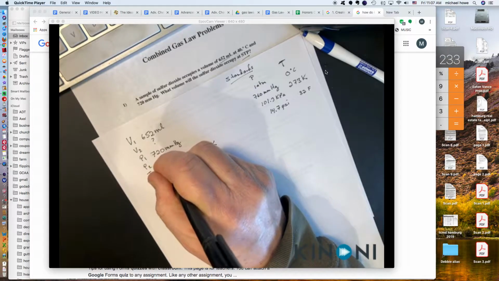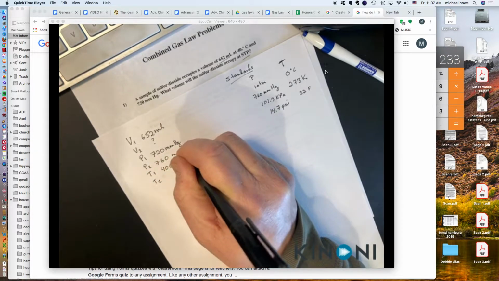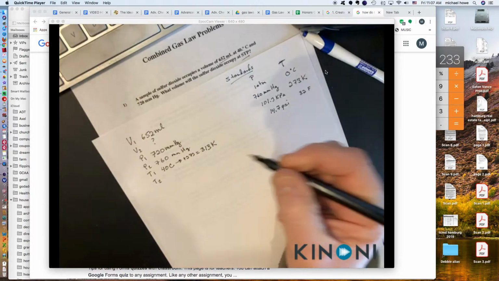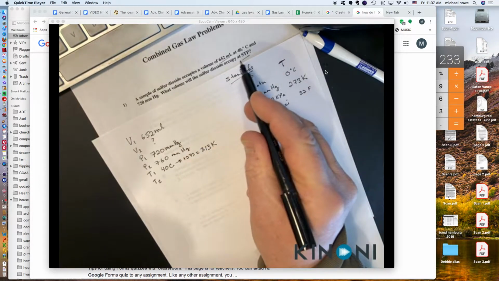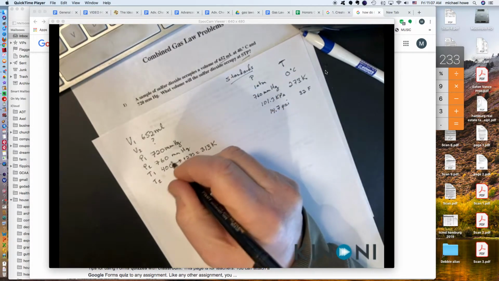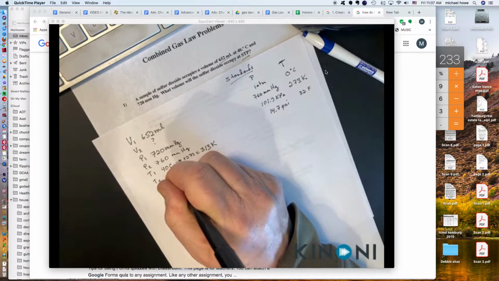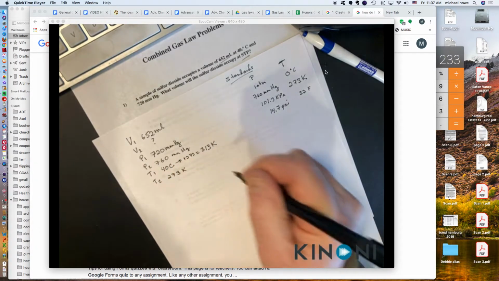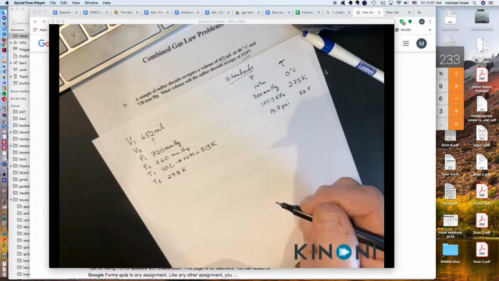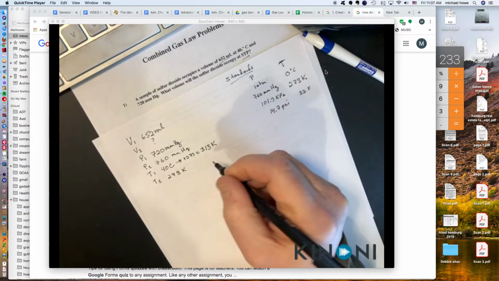So 760 is standard pressure in millimeters of mercury. We'll also need to go to standard temperature. Standard temperature is 273 Kelvin. In gas law problems, all the temperatures have to be in Kelvin. All right, two ways to do these problems.